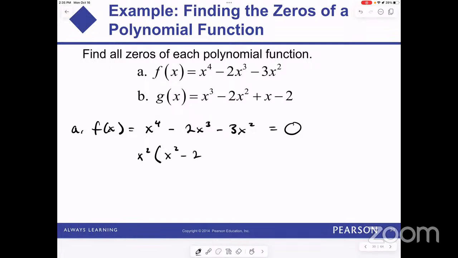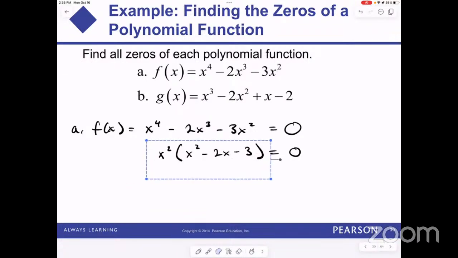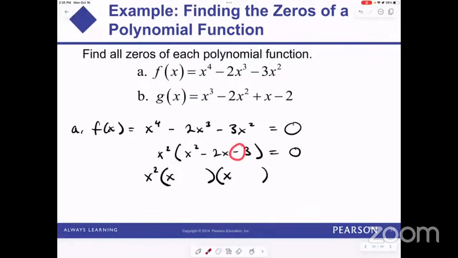Okay, so we want to see, can we factor it into a form like this, where we have an x and an x? Because the second sign is negative, I know my two signs are opposite. One has to be positive and one has to be negative. Because the first sign is negative, I know my larger number is negative. So I'm looking for two numbers that multiply to give me -3 and add to give me -2, which is going to be -3 and 1. Okay.